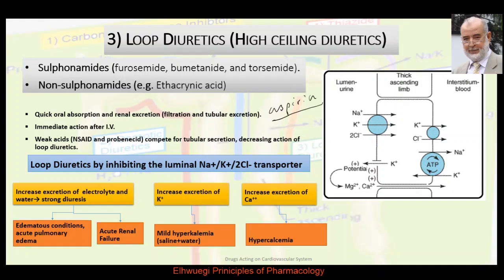As we will see later when we talk about the endocrine system, hypercalcemia can take place at different tissues in the body and can produce different disorders. So in this case, loop diuretics increase the excretion of calcium, and therefore they are used in treatment of certain types of hypercalcemia.